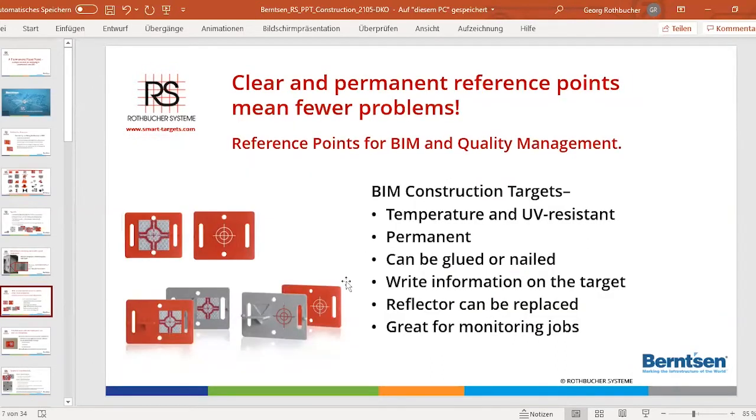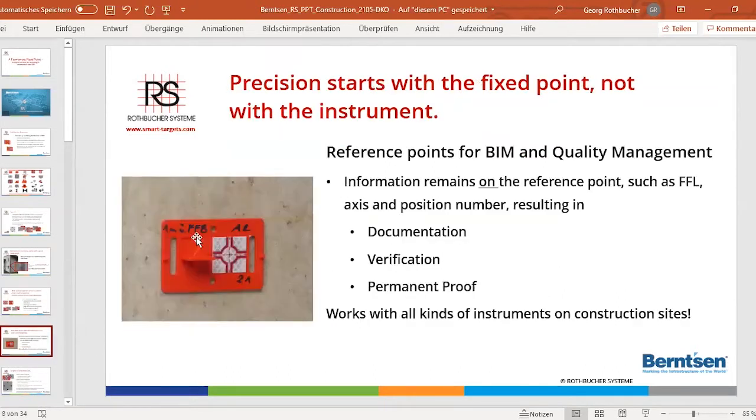So here we have a target that you can fix. You can glue it on, or you can fix it with a nail or a screw. Most people just glue it on. Then you can write all the information, as you can see here. As an example, here in German it says 1 meter over finished floor level. This is the finished floor level. Then we have here the axis and here the position number.